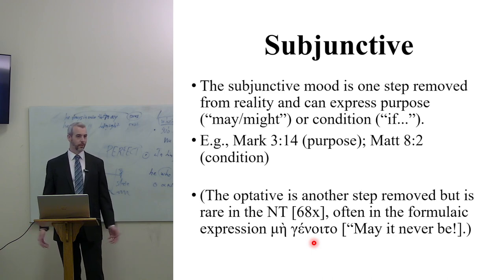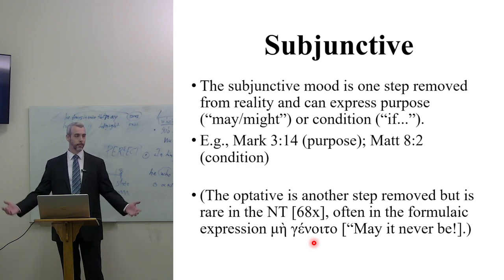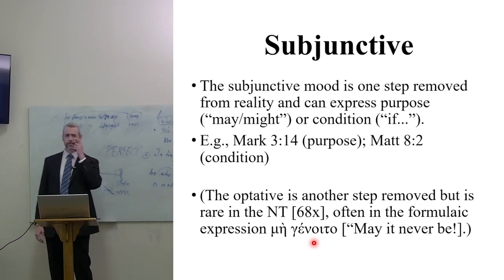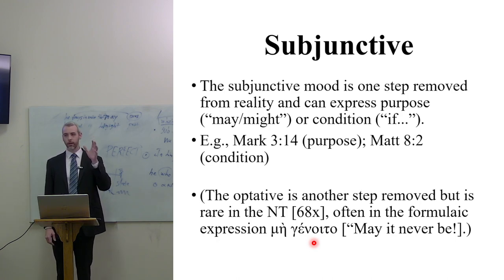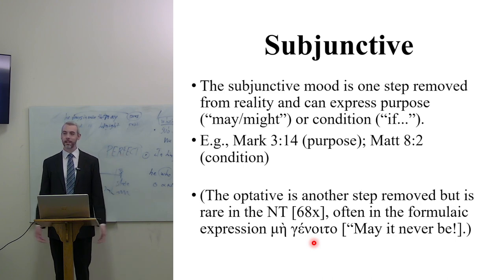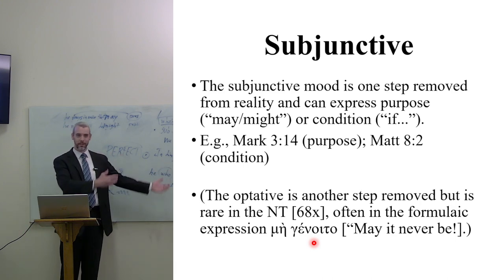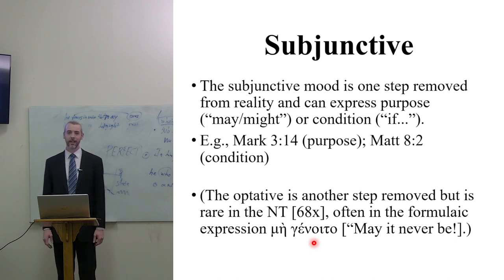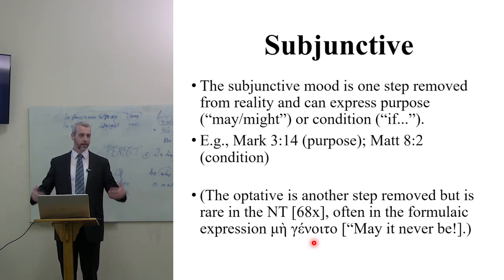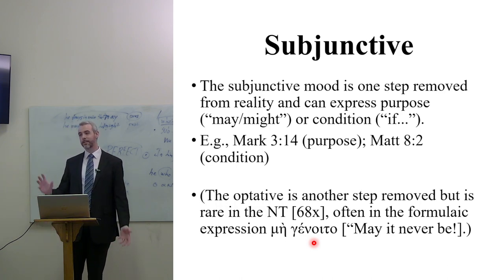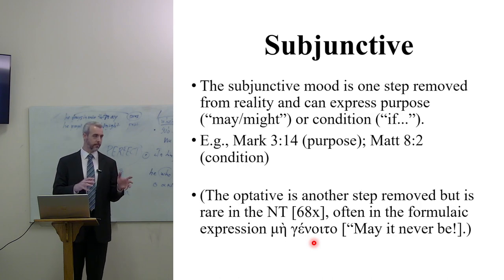And so we have different ways of translating that in English, but it's one step removed. It's not just the realm of possibility. This is the realm of I even wish that this would never happen. Paul uses the optative as well, if I remember correctly, in Romans, where he says, I could wish myself accursed from Christ. It's not even the realm of possibility. It's one step removed from that reality of possibility. He knows he can't accurse himself for other people, but he is expressing that. So it's interesting when you come across it, but it's very rare, so we're not going to talk too much about it.